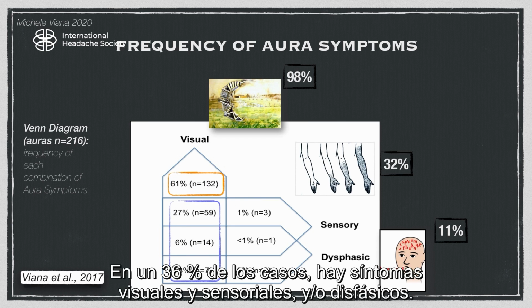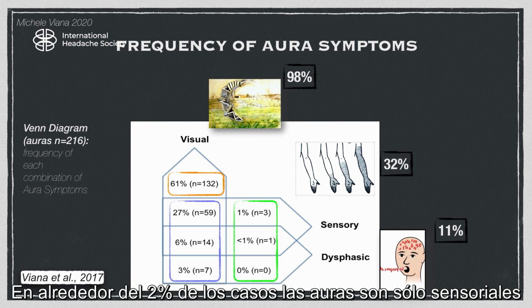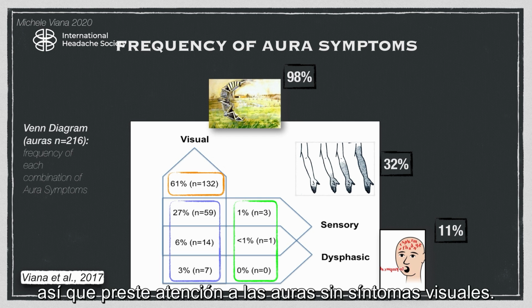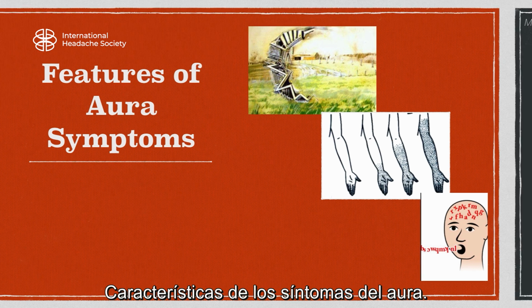In 36% of cases, visual symptoms plus sensory and/or dysphasic. In about 2% of cases, auras include just sensory and/or dysphasic but not visual, so pay attention to auras without visual symptoms. Features of aura symptoms.